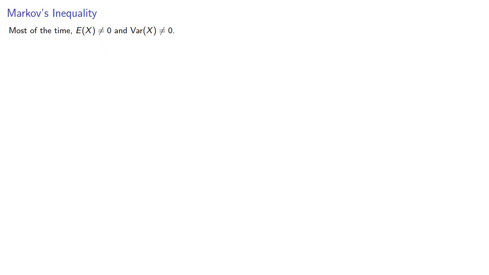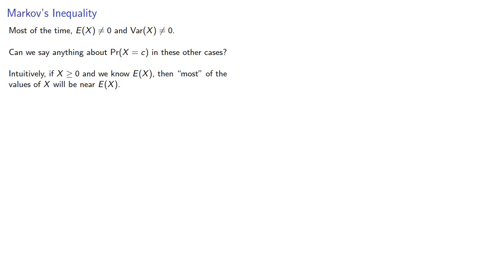Now, most of the time the expected value isn't 0 and the variance isn't 0. We can still consider non-negative random variables, and so the question is, can we say anything about the probability that x is equal to some value in these other cases? Now, intuitively, if x is non-negative and we know the expected value of x, then most of the values of x will be near that expected value, and very few will be much larger than the expected value.